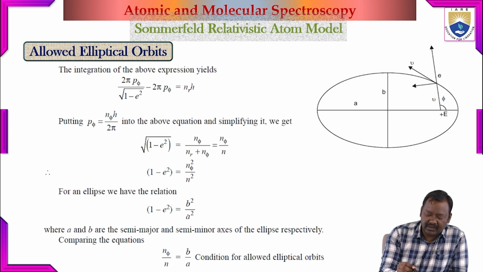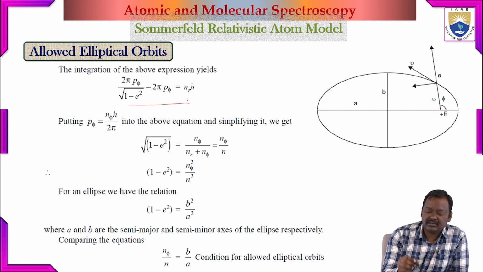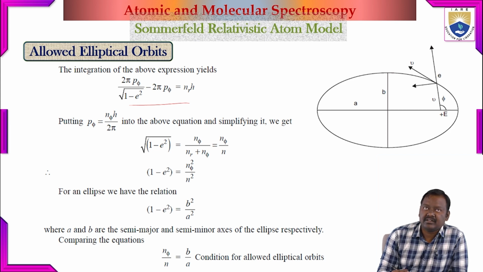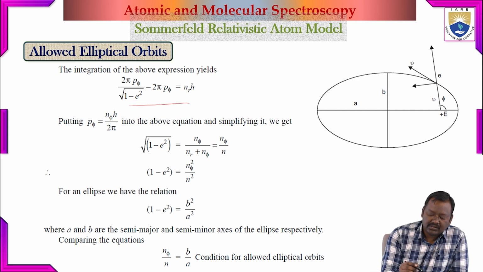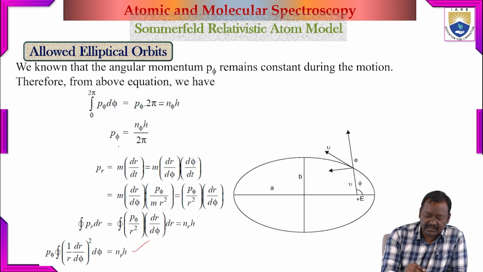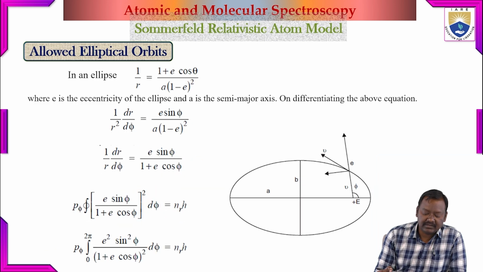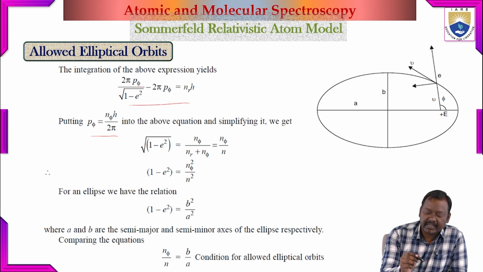And again, on integrating this expression, we are going to get 2π p_φ/√(1 − e²) − 2π p_φ equal to n_r h. As per the earlier equation, which is equation 3, p_φ can be taken as given there. So substitute this value of p_φ in our present expression.